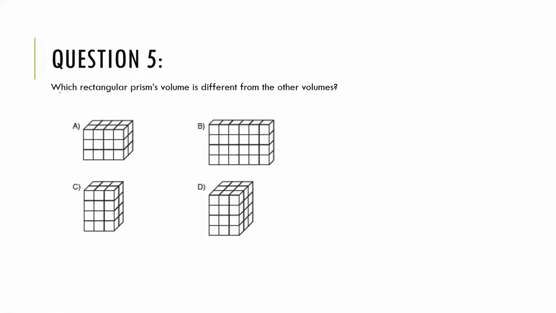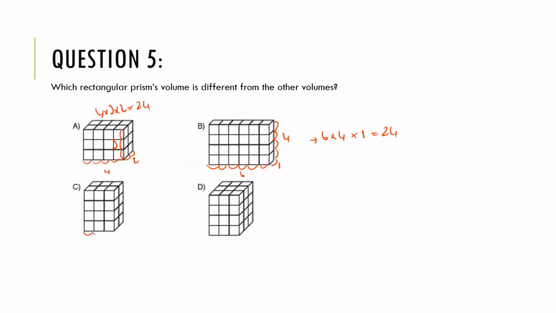Question 5 asks, which rectangular prism's volume is different from the other volumes? Let's calculate them. In A, 1, 2, 3, 4. Here 1, 2, and the height is 3. We should multiply all of them: 4 multiplied by 3 multiplied by 2 is 24. And here 1, 2, 3, 4, 5, 6. Here 1, the height is 4. It is 4 multiplied by 6 multiplied by 1. It equals again 24.